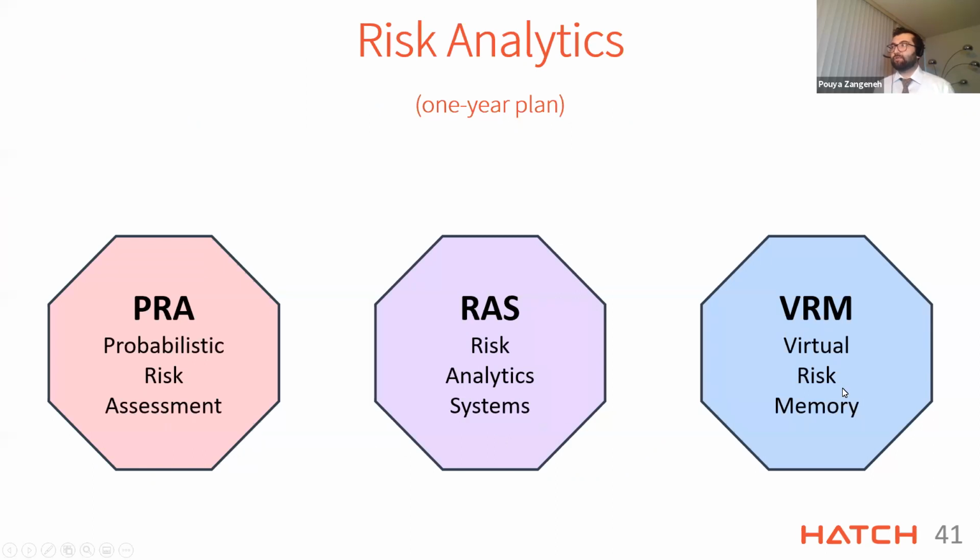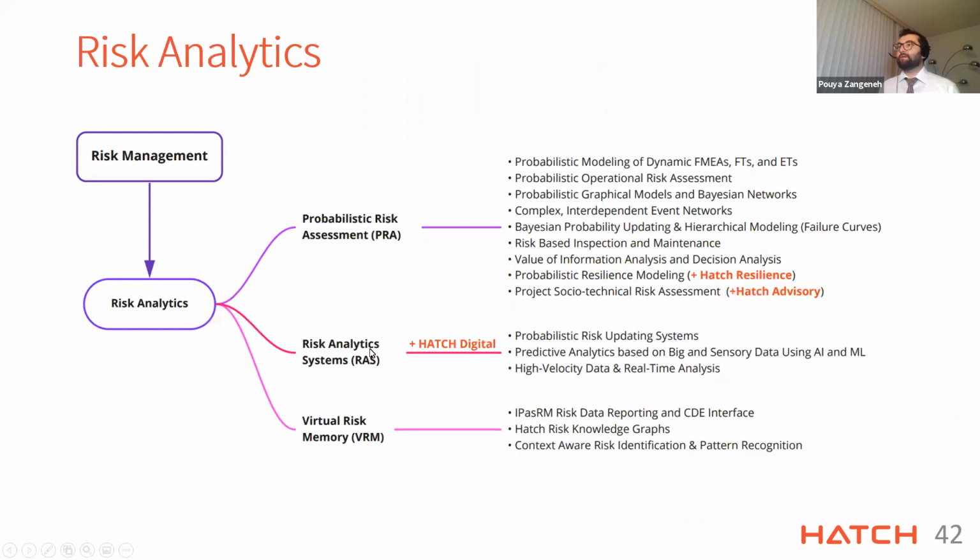I kind of divided them into three main systems: probabilistic risk assessment, PRA, risk analytics systems, and virtual risk memory. These are essentially the service lines that we could create within the past year, out of the things coming from our research. And you can see that there are a whole lot of different collaborations within Hatch Digital to try to encode those models to become live, in dashboards or control rooms or things like that, and as well with different parts of the business.